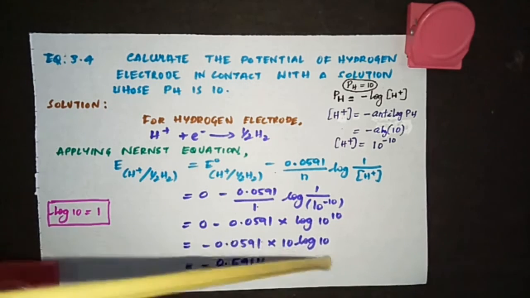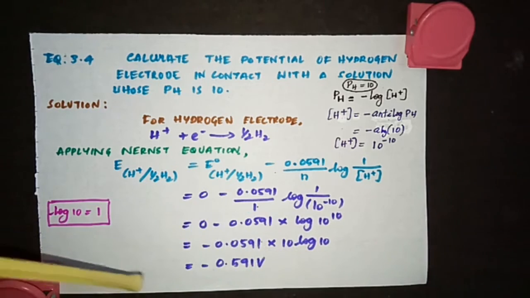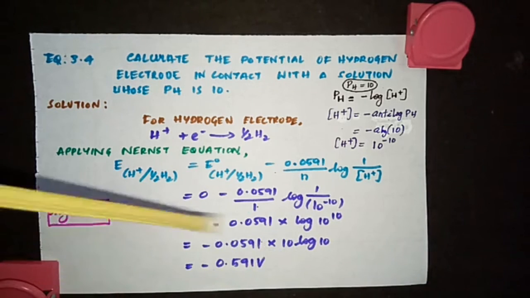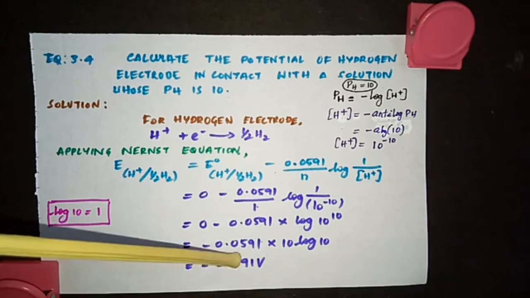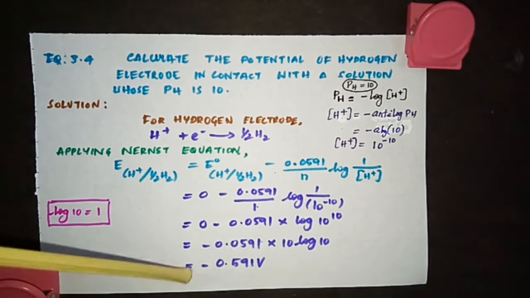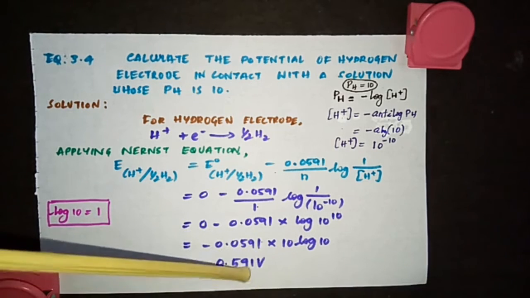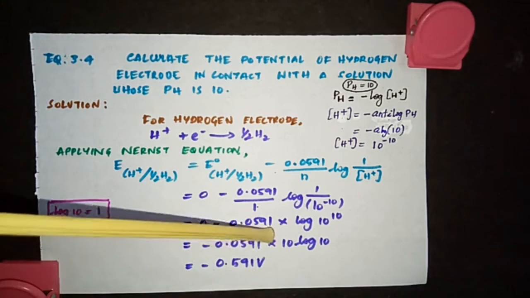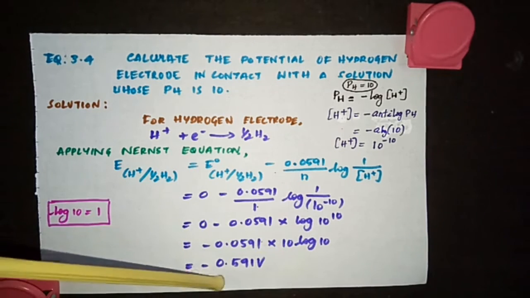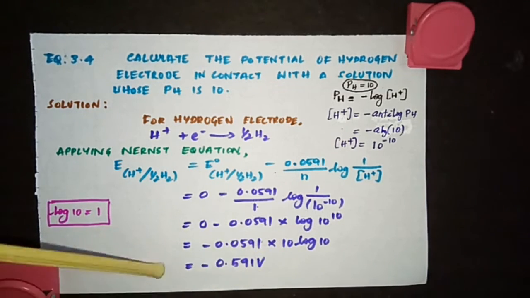So 10 log 10. What is the log 10 value? Log 10 value is equal to 1. So 10 into 1 will be equal to 10. So minus 0.0591 into 10 is equal to minus 0.591 volt. See, this is 0.0591 multiplied by 10, and you are getting minus 0.591. So you have to be careful while placing the decimals and reporting the answers.